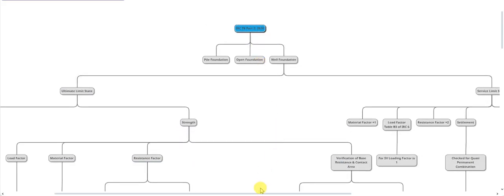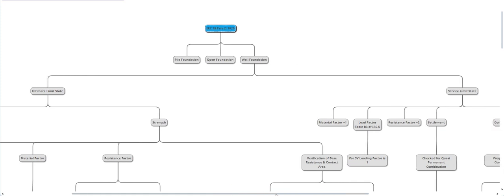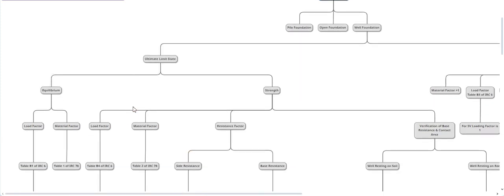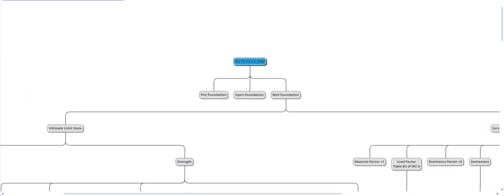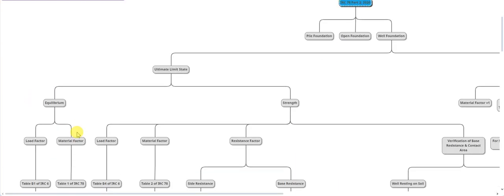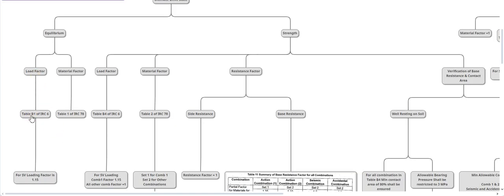out, we can see there are two states, again the ultimate limit state and the serviceability limit state. In ultimate limit state, we have two checks. Again, one is equilibrium and second one is strength. For the case of equilibrium, you can see there are two factors. One is the load factor and one is the material factor.